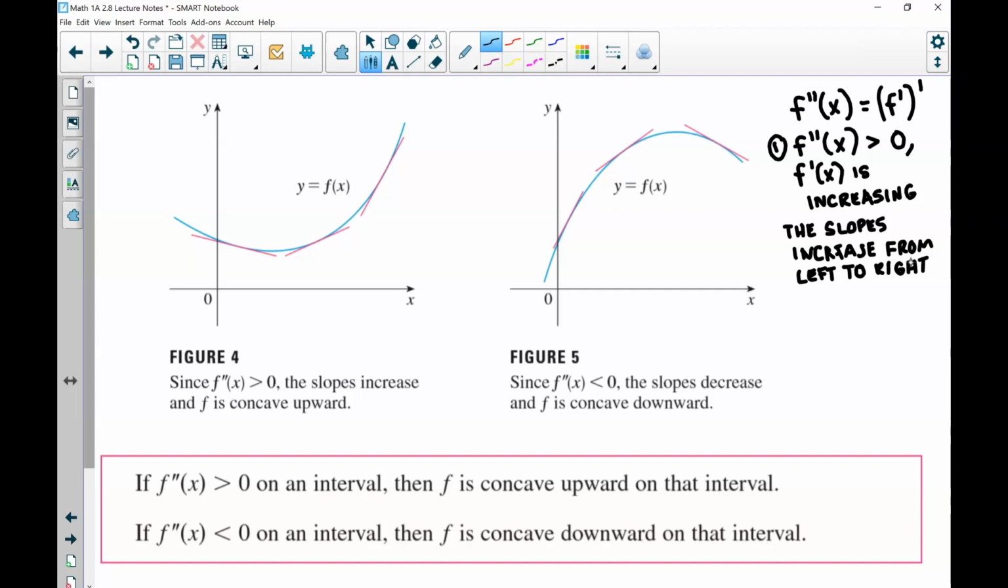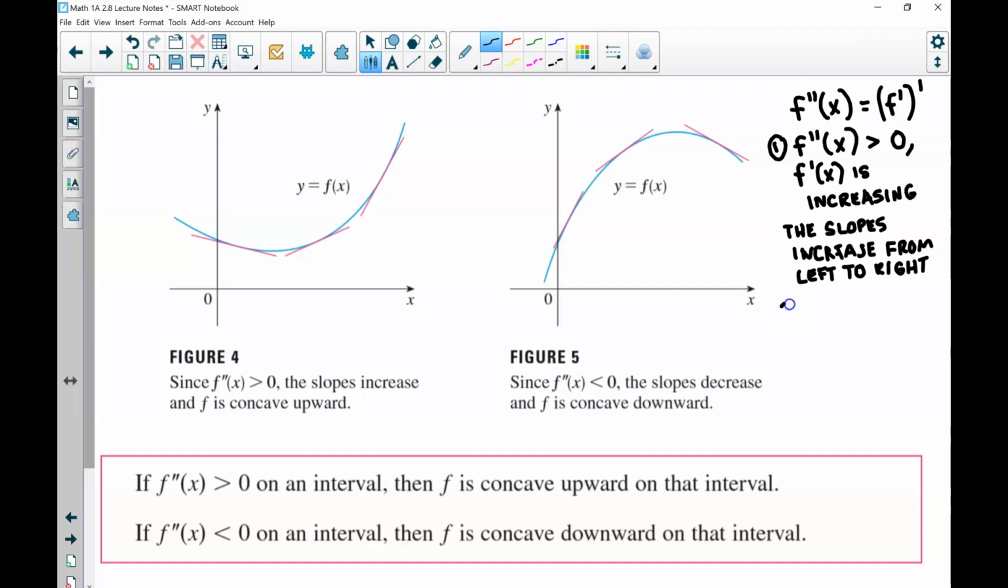So here, again, we can see that the slopes are increasing from left to right. And as it's increasing from left to right, we determined that when f double prime is greater than 0, the slopes increase, and therefore the function f is concave upward.